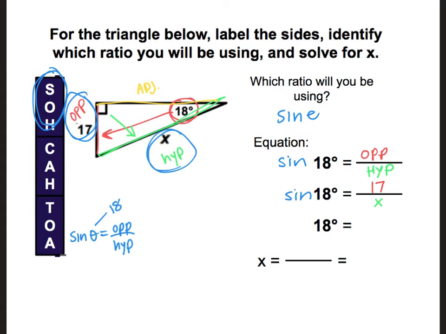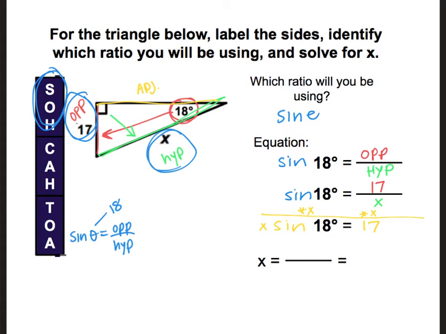From here, we're trying to get x by itself, and right now I have it on the bottom of my fraction. We're dividing 17 by x. So we're going to multiply both sides by x to move it to the other side. When we do this, we have x sine of 18 equals 17. And then I still want to get x alone.